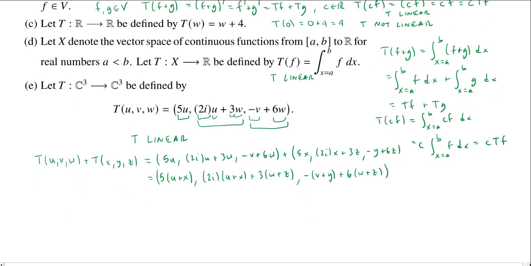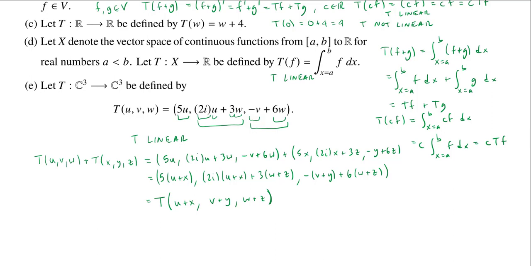But now this is exactly what I would get if I took T and I applied it to (u plus x, v plus y, w plus z). Okay, and I'll take a second to make sure that worked out. Let's see, if I did T applied to this, I would have to take 5 times the first component. So 5 times (u plus x). Hey, that's what I got up here.